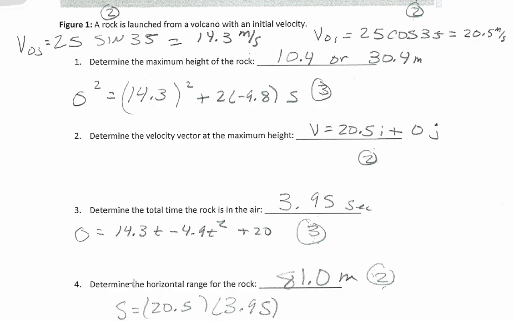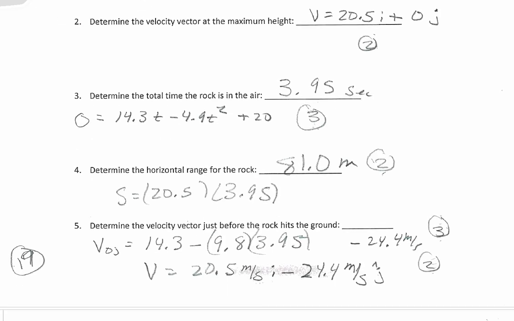And what's the horizontal range for the rock? That means how far did it go in the x direction while it's in the air. Since I know 3.95 seconds is the time it was in the air, I just take my x direction velocity, or i velocity, 20.5 times 3.95 seconds, to get 81 meters.